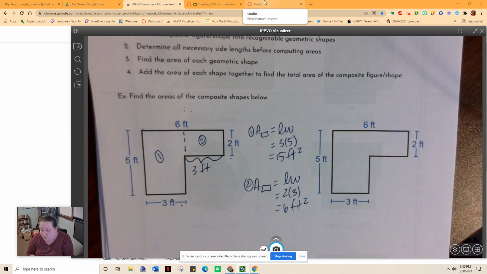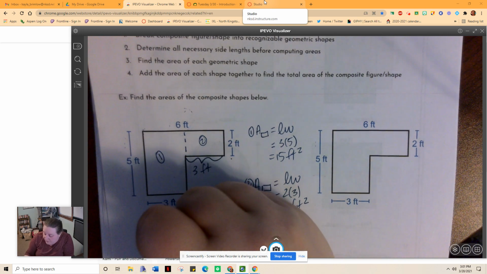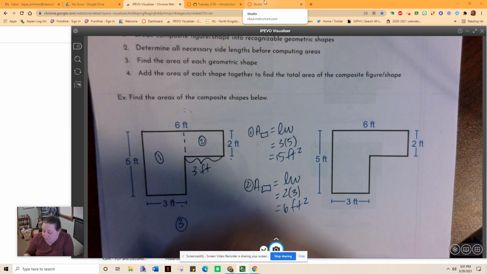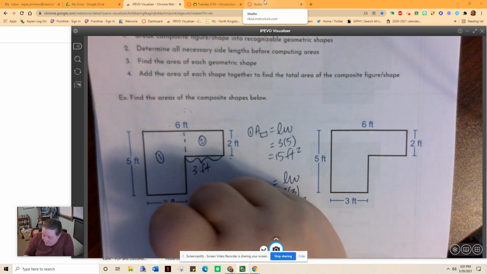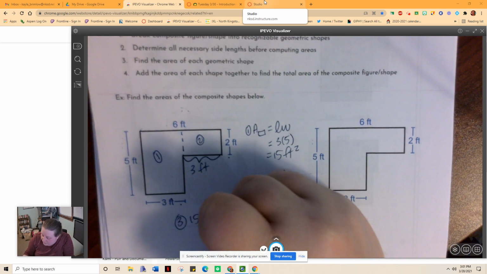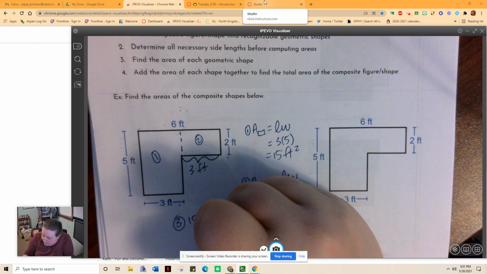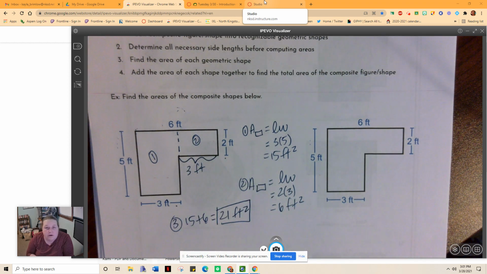So I have two areas, one for each of the rectangles. However, I want one area for the whole figure. So 15 plus 6 equals 21 feet squared. So that is the area for this figure.